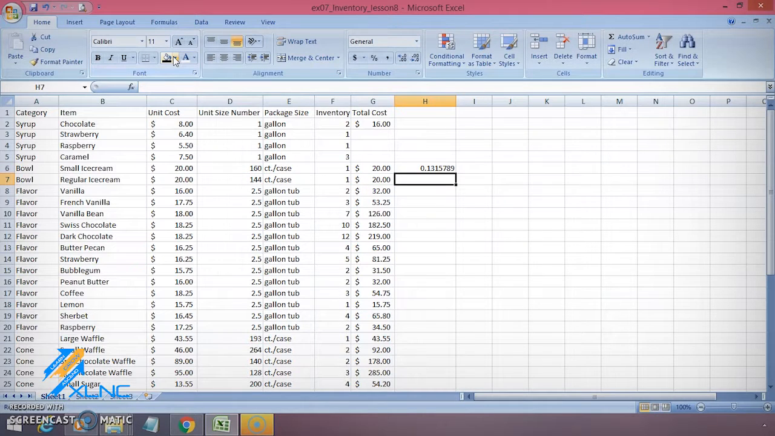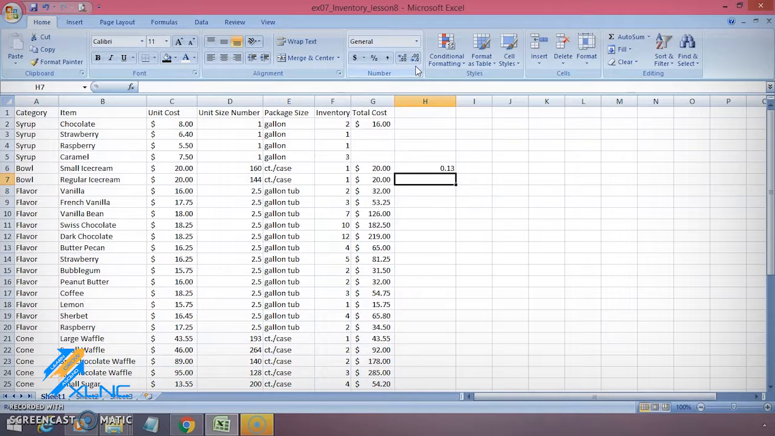And now you can see that we are paying about 13 cents per bowl. If you want to show fewer decimal places, you can just click the decrease decimal place command on the Home tab. I think we have covered complex formulas using the order of operations pretty well.